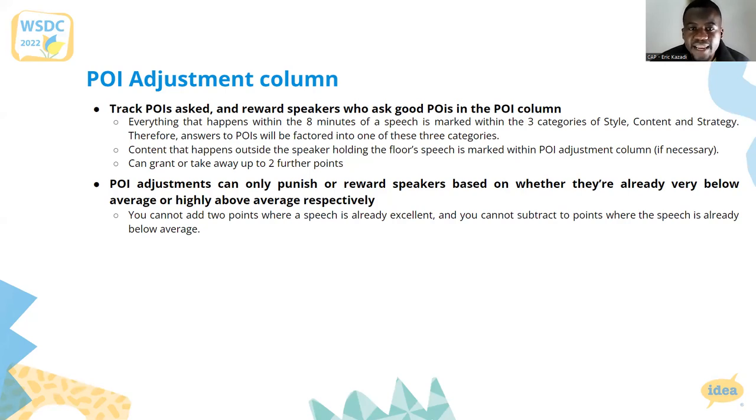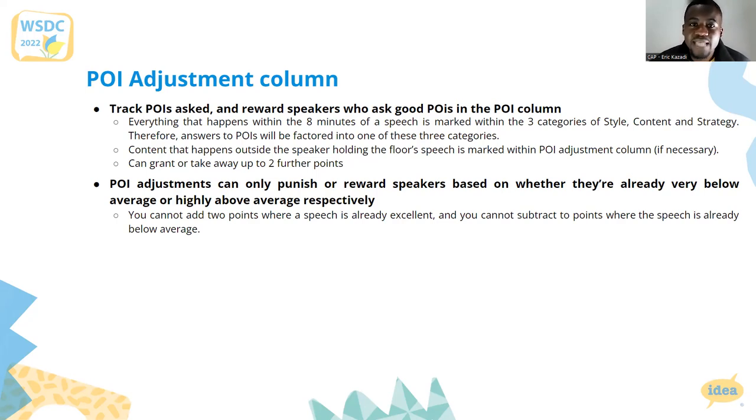So everything that happens within the 8 minutes of a speech is marked within the three categories of style, content, and strategy. Therefore, answers to POIs should also be factored into these three categories. So if someone asks a speaker who is currently at the podium a particularly good POI in your view, and they're able to deal with that particularly well and either avoid a contradiction or avoid their team being backed into a corner, for example, you want to award them for strategy. That happened within the 8 minutes of their speech.